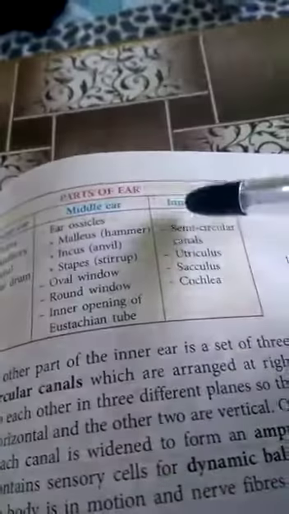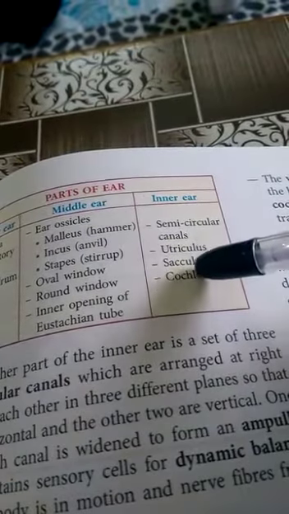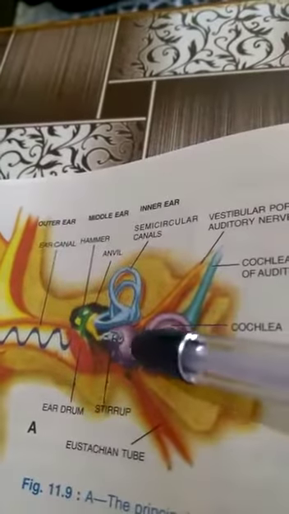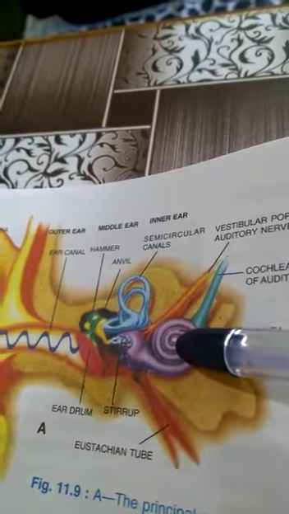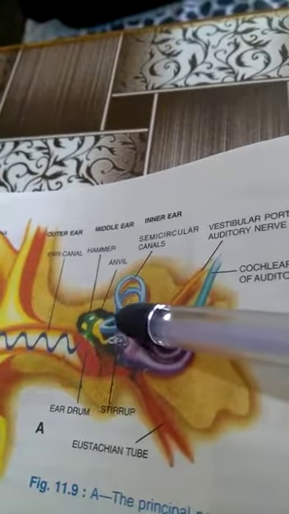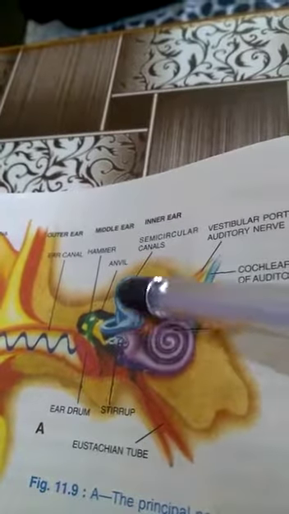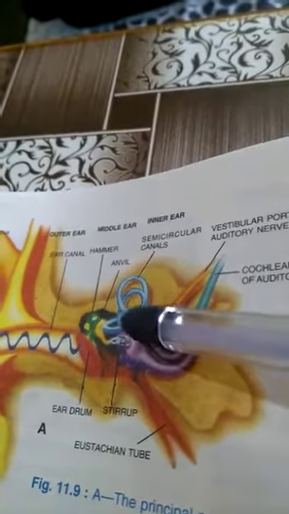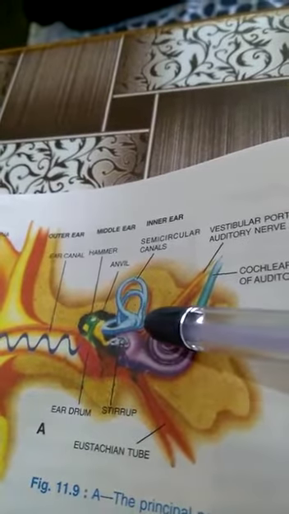After that comes your internal ear, which consists of semicircular canals, utriculus, sacculus and cochlea. This is cochlea. This is a spiral structure. It has 2.5 rolls. These are semicircular canals. You can see there are three semicircular canals. One is horizontal and two are vertical. These are arranged in such a way that they are at right angle to each other.